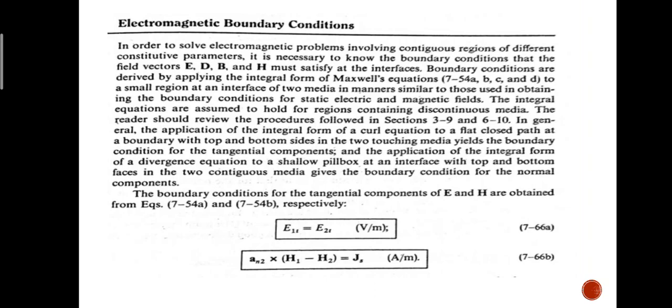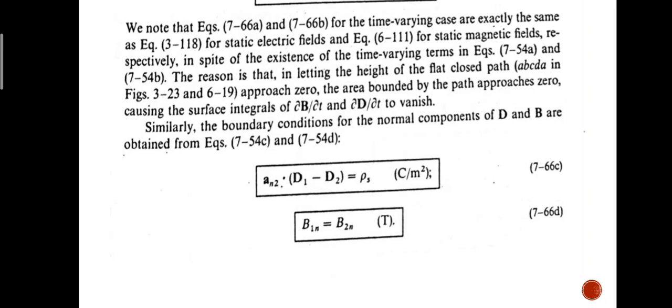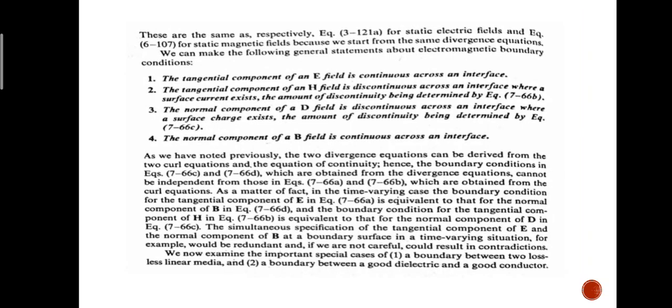The boundary conditions for the tangential component of E and H are obtained from the equations: E1t is equal to E2t volt per meter, and an into (H1 minus H2) is equal to Js ampere per meter. Similarly, the boundary conditions for the normal component of D and B are obtained as: an2 into (D1 minus D2) is equal to rho s Coulomb per meter square, and B1n is equal to B2n Tesla.